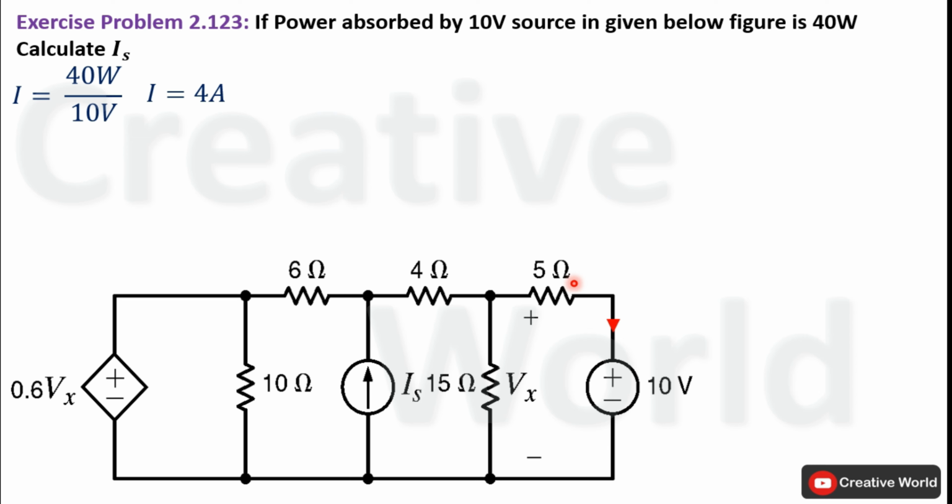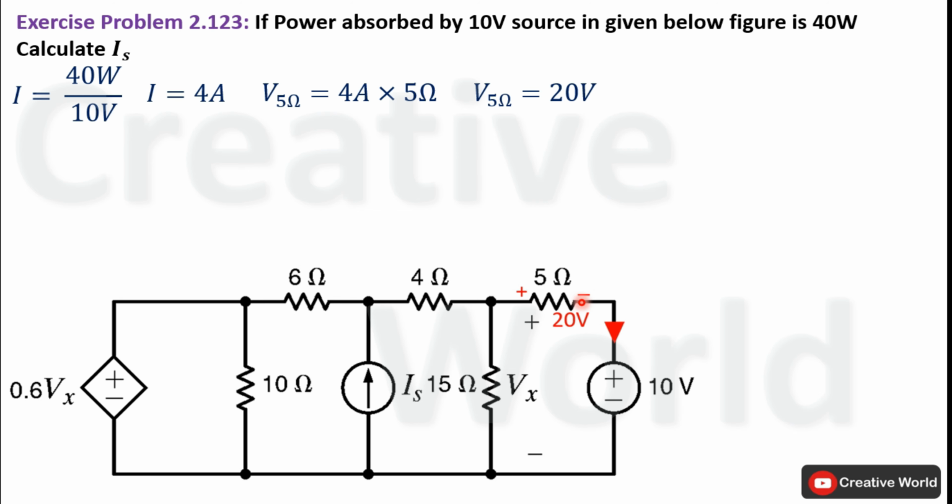So we can calculate the voltage across this 5 ohm resistance using Ohm's law, that will be equal to the product of current and resistance. The voltage across the 5 ohm resistance will be 20 volt and the polarity of this voltage will be positive terminal here and negative terminal here, because the current entering terminal is taken with positive sign.